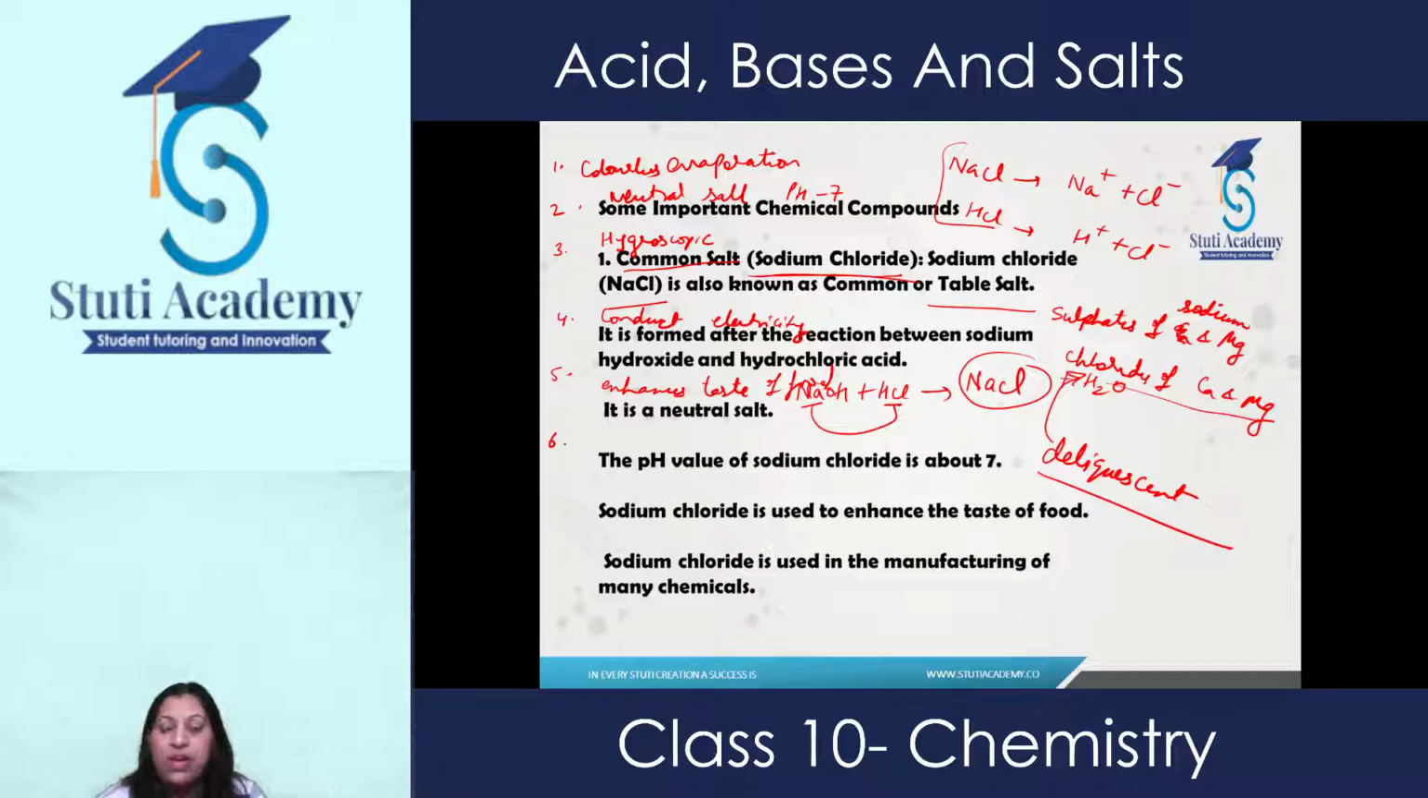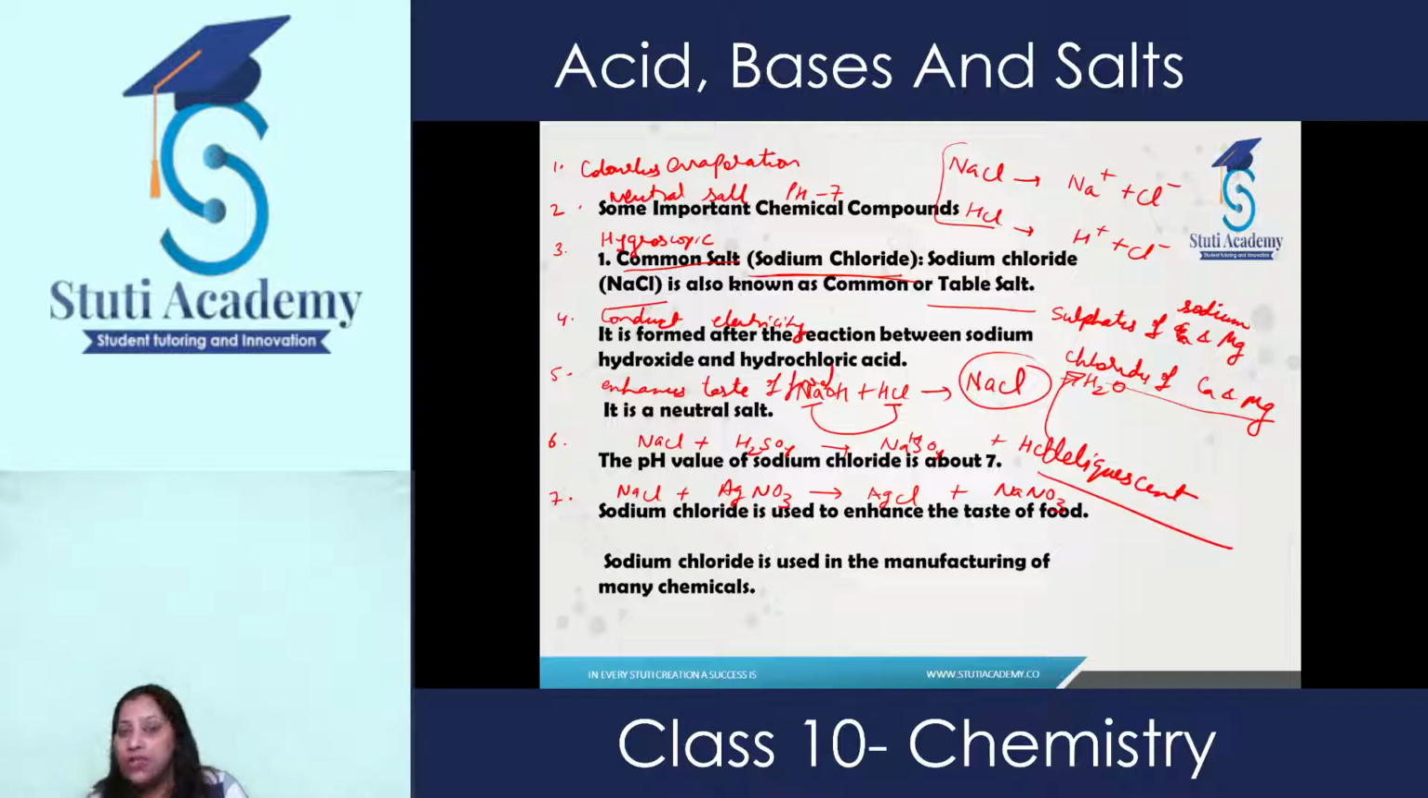Then, if this NaCl reacts with sulfuric acid, it results in the formation of sodium hydrogen sulfate, and HCl, hydrochloric acid, is evolved. Then after this, if NaCl reacts with silver nitrate, which is AgNO3, it results in the formation of silver chloride plus sodium nitrate. So these are certain properties of sodium chloride.